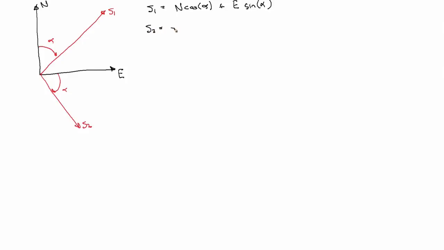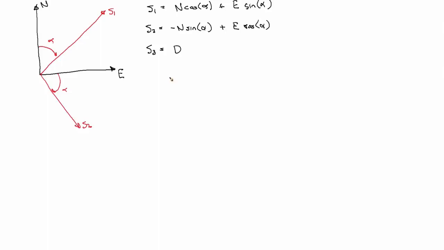S2 is equal to minus the sine of alpha times the component in the north direction plus east times the cosine of alpha. And S3, just for completeness, S3 is down, right? So in this picture, S3 and down are going into the board. Again, right-hand rule. Any questions about that?